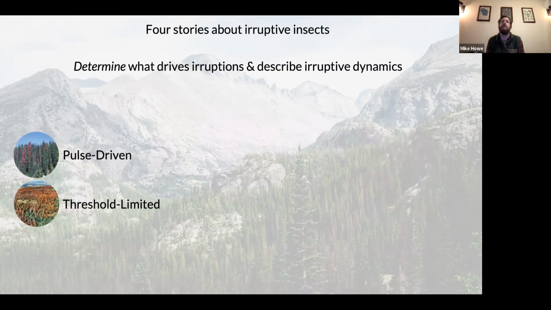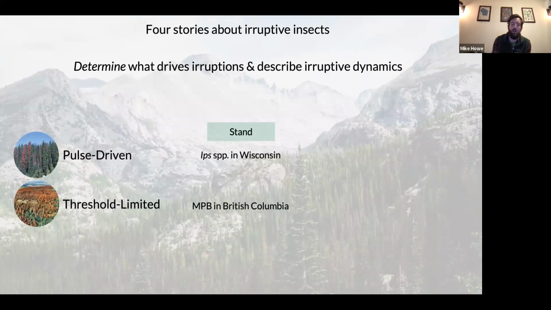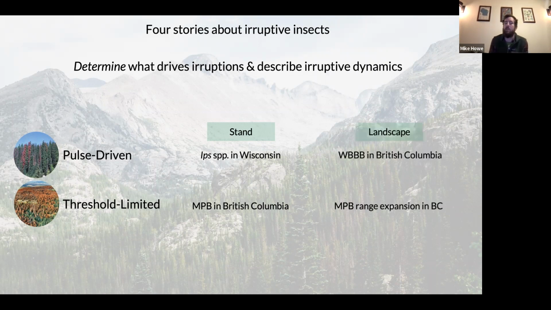Okay, so today I want to talk about 4 different stories focusing on pulse-driven and threshold-limited insects, with the ultimate goal of starting to get some benchmarks of what drives eruptions in these different groups. I'm going to start by talking about pine engravers in Wisconsin at the stand level, and then mountain pine beetle in British Columbia, also at the stand level. And then we're going to zoom out to the landscape and look at Western balsam bark beetle in British Columbia, and also wrap up with mountain pine beetle range expansion, again in British Columbia.